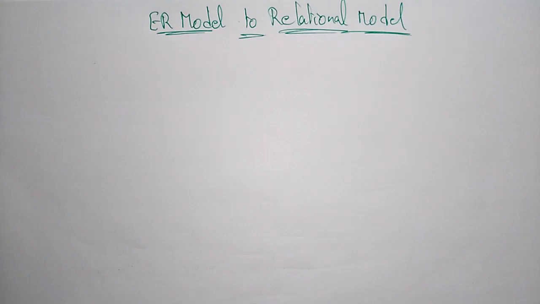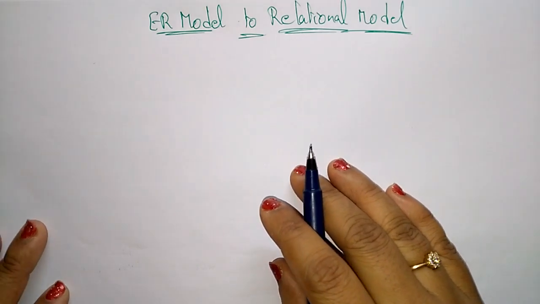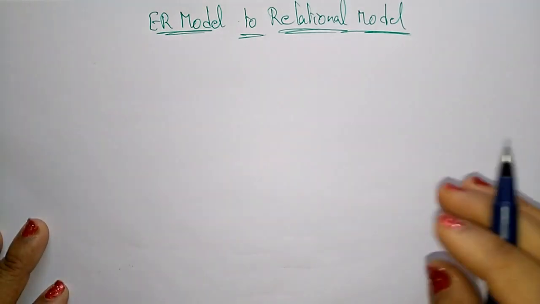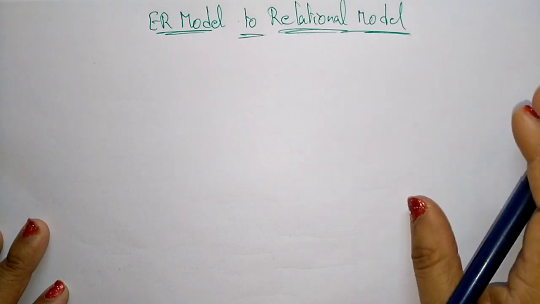Hi students, coming to the next topic in the subject database management system, which is ER model to relational model. So far we have seen different ER diagrams. The ER diagrams are represented by using the ER components. And now let us see the ER model to relational model. Actually, some of the methods are automated and some of them are manual.